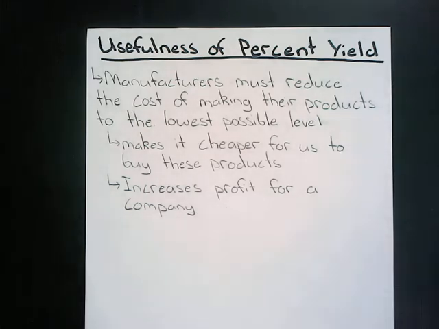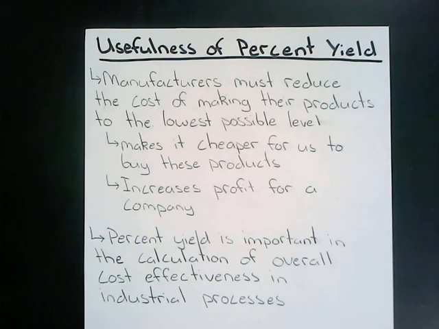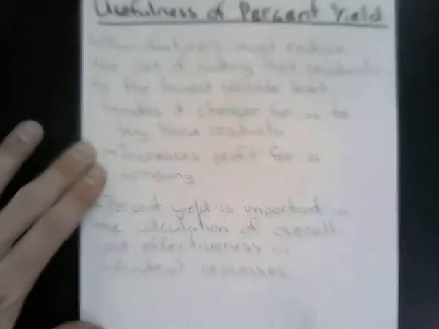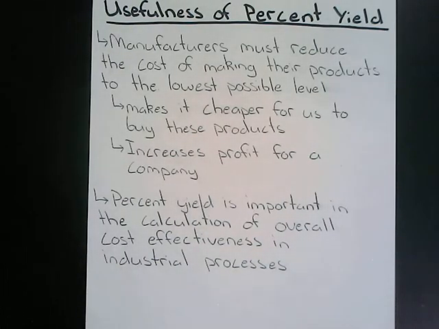So it's helping everybody out to know, okay, if I'm able to have the best percent yield, then maybe I can make more money, maybe there's more profit, more jobs. This is all tied to the economy. Percent yield is important in calculating the overall cost effectiveness of industrial processes. One example of this is the making of sulfuric acid.